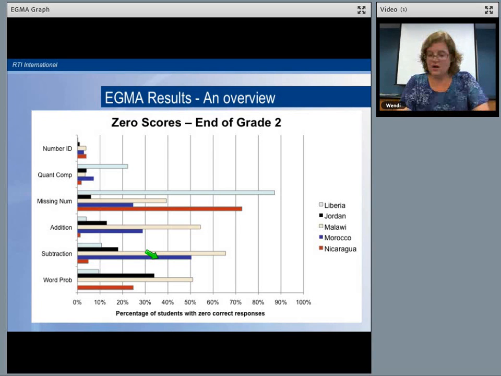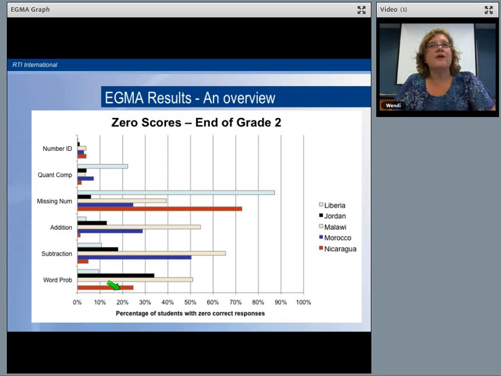And word problems, an example for Nicaragua, which was here at about 25%, could not do any. One of those test items was: Peter had 6 oranges. A friend ate 3 of them. How many oranges does he have left? 25% of the second graders in Nicaragua could not answer that problem. They were offered counters to use.